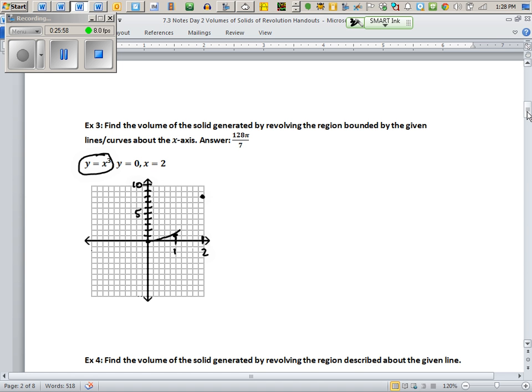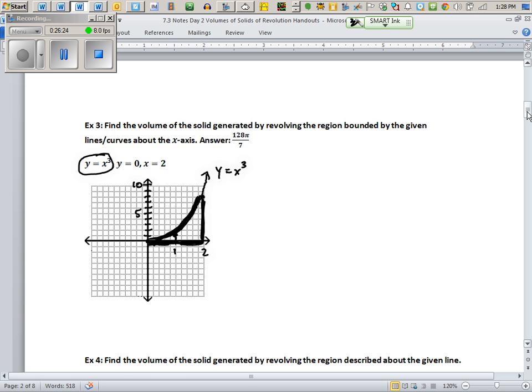So it looks like that. That's y equals x cubed. Y equals 0 is another way of saying the x-axis. X equals 2 is a vertical line. So we're bound between here, basically. So this region here is what we're talking about.